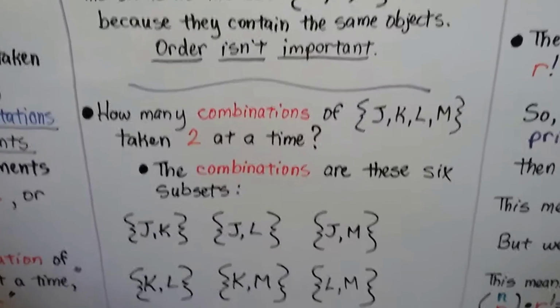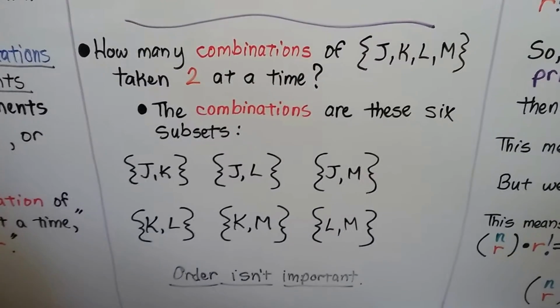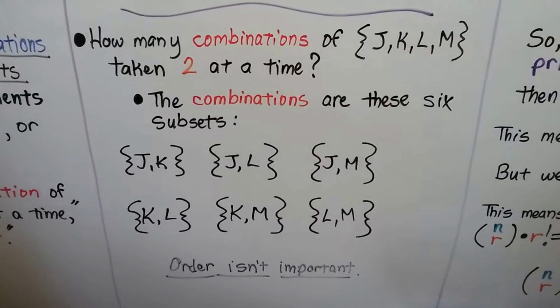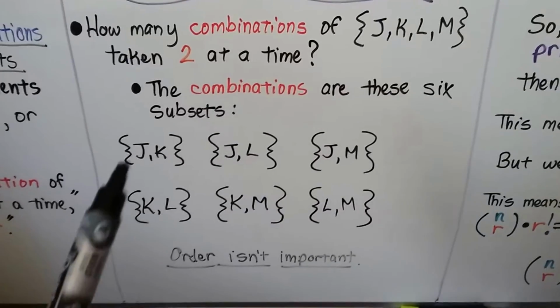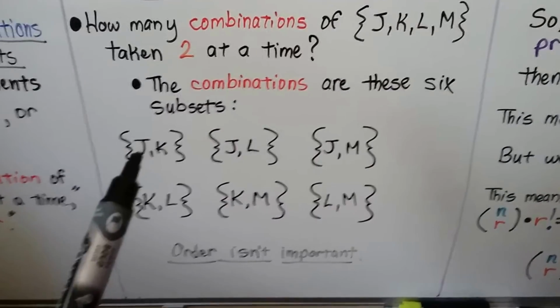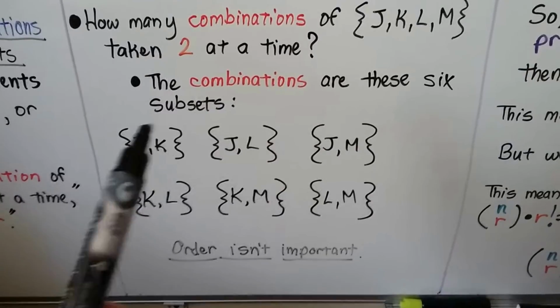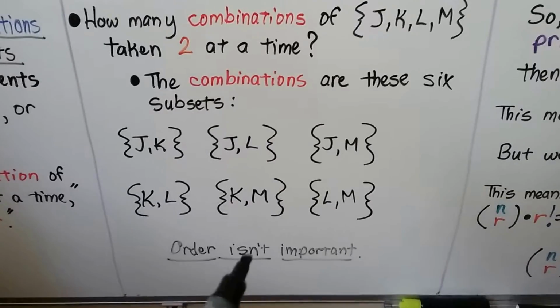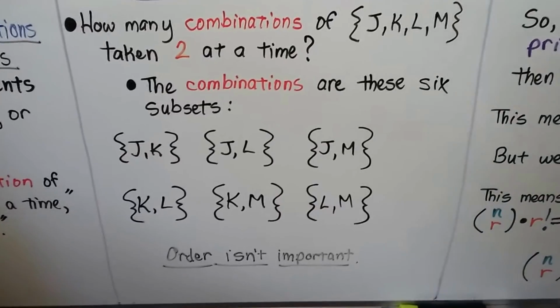How many combinations of JKLM taken 2 at a time? The combinations are these 6 subsets. You wouldn't see a subset KJ because we already have a K and a J inside of a subset. Order isn't important, okay?